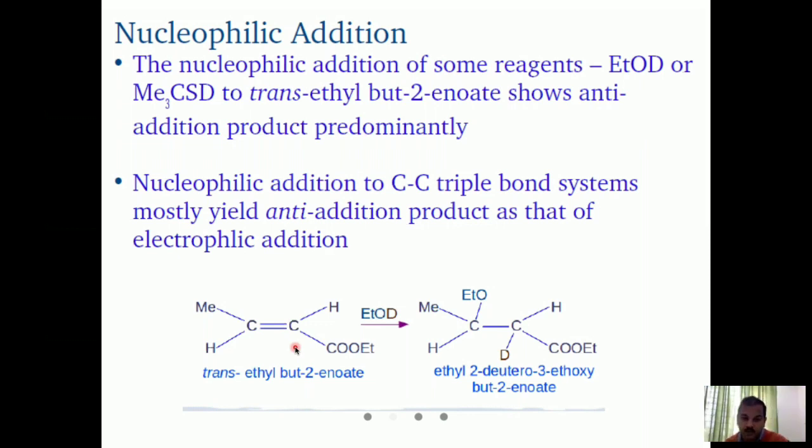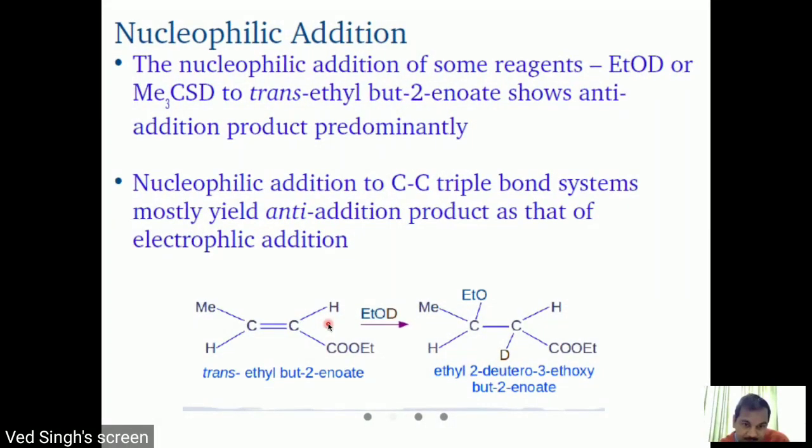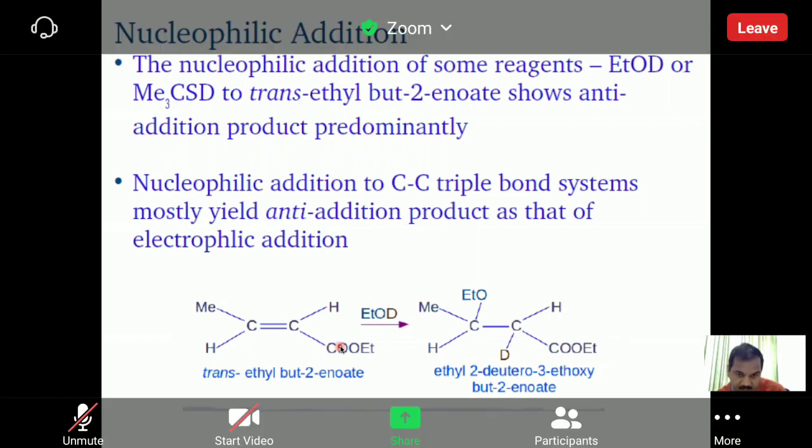Now we can think why this ethoxide ion nucleophile is attacking here, not here. What is the reason? This bond is moving here due to this group. That's why it attacks on this carbon.